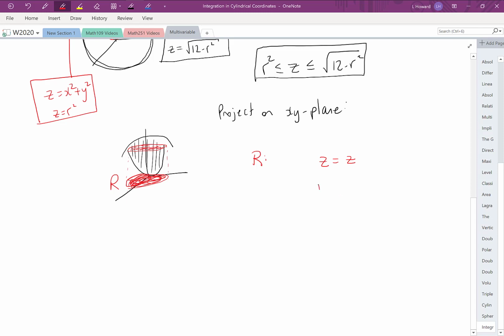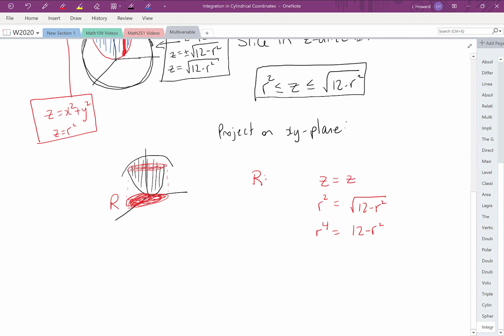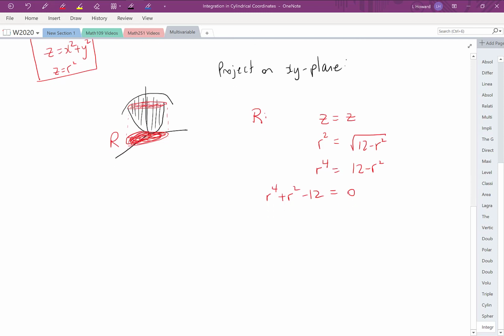So you could say r squared is the z for the paraboloid, and we want that to equal root 12 minus r squared, which is the z for the sphere. Best way to solve this equation, let's square both sides. r to the fourth equals 12 minus r squared. Could bring everything over to one side. r to the fourth plus r squared minus 12 equals 0. And that's actually a quadratic equation with variable r squared.